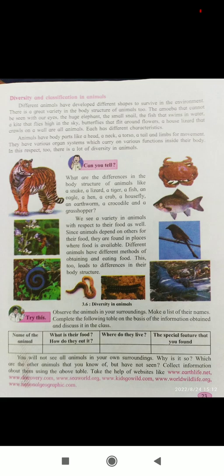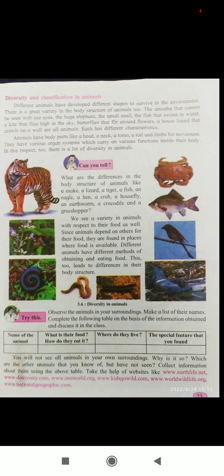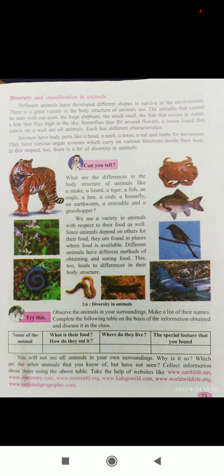Each has different characteristics. Animals have body parts like a head, a neck, a torso, a tail, and limbs. For movement, they have various organ systems which carry out various functions inside the body. In this respect, there is a lot of diversity in animals. You will not see all animals in your surroundings. Why is it so? Which are the other animals that you know of but have not seen? Collect information about them using the above table.